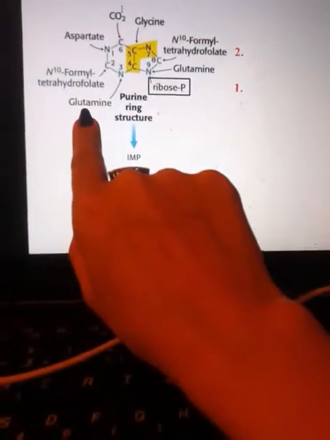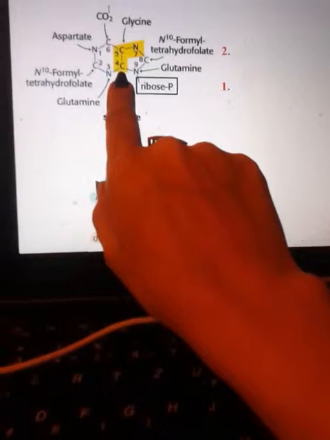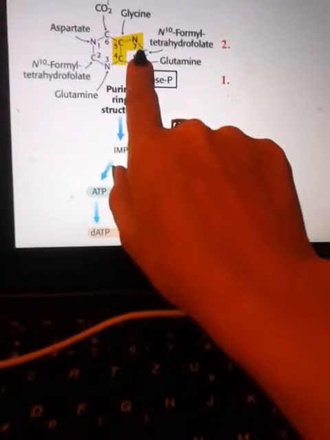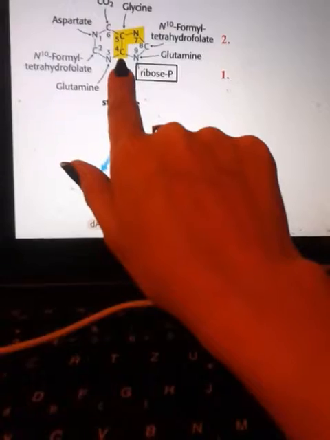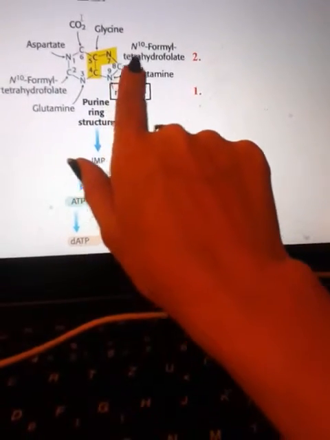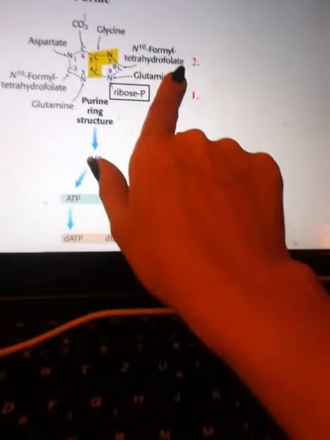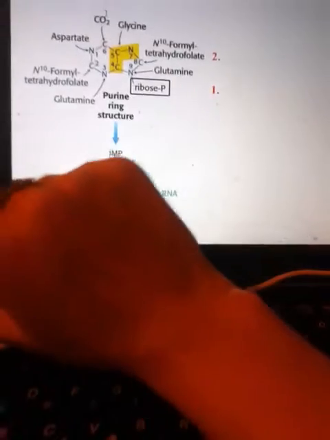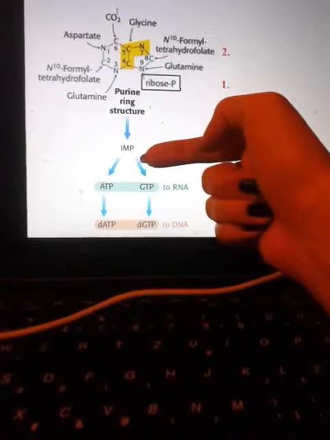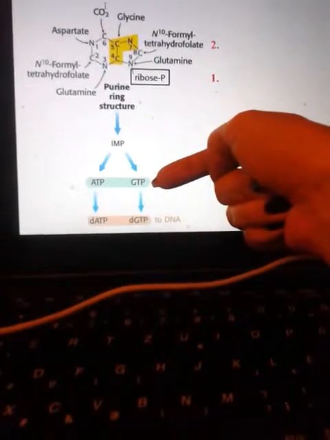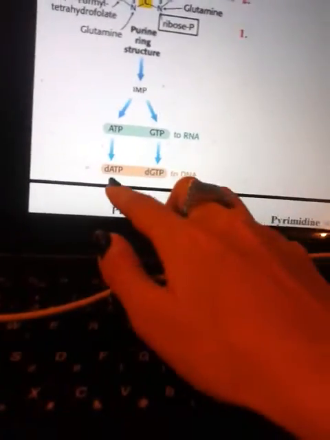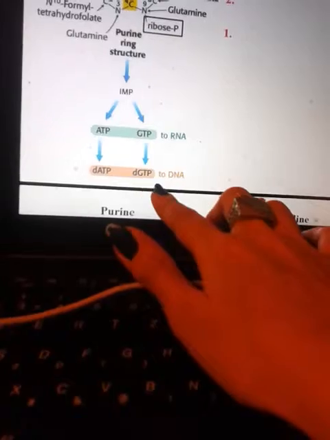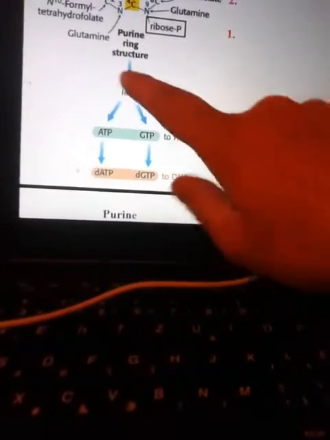Nitrogen number 3 came from glutamine, another amino acid. Carbon number 4 and carbon number 5 and nitrogen number 7 came from glycine, the simplest amino acid. Carbon number 8 came from N10-formyl tetrahydrofolate, again from tetrahydrofolate pathway. And the nitrogen number 9 came from glutamine. The purine ring structure can produce inosine monophosphate. The inosine produce adenosine triphosphate and guanosine triphosphate to RNA, and then if there will be deoxyadenosine triphosphate and deoxyguanosine triphosphate, they go to the deoxynucleotide triphosphate.